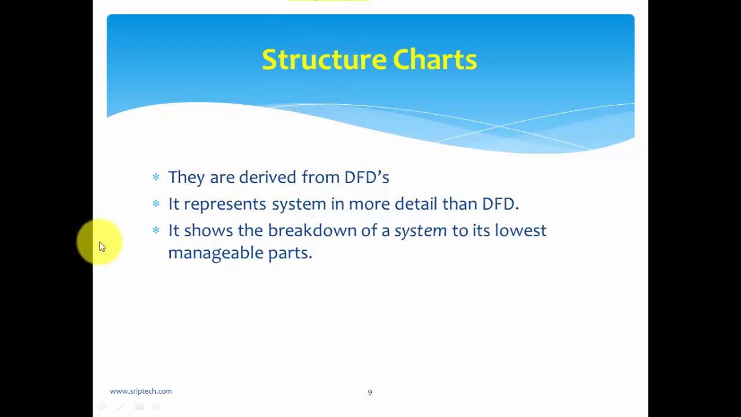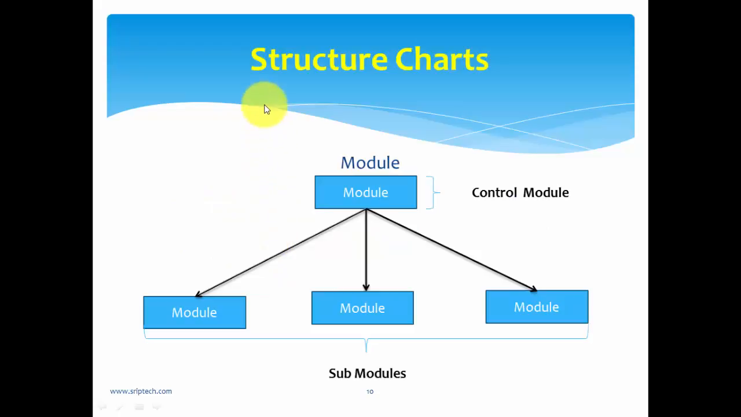So as you can see, structure charts represent the system in more detail than DFD, and show the breakdown of a system to its lowest manageable parts, which means structure charts give more meaning and put more light on your data flow diagram. Now a structure chart has certain symbols, and it also has certain notations to follow. This is a simple example of a structure chart where I have a module, and this module is calling 3 modules.